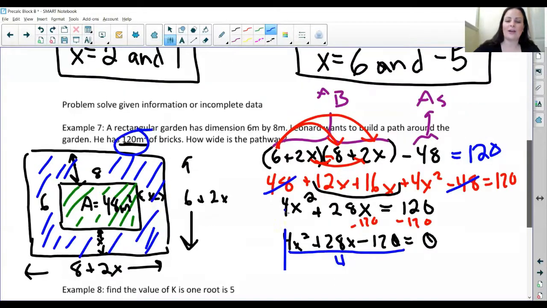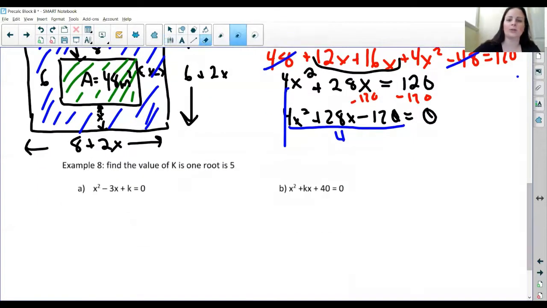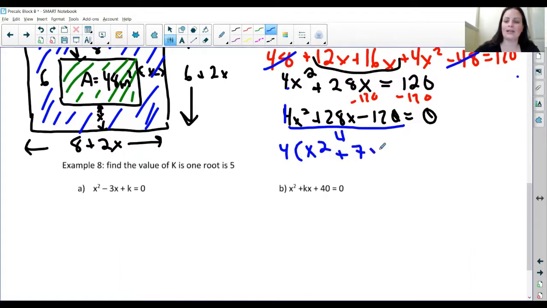So if I take 4 out of the picture, I don't know why it keeps doing that, it's really annoying. That means I'm going to have x squared plus 7x minus 30 equaling 0.